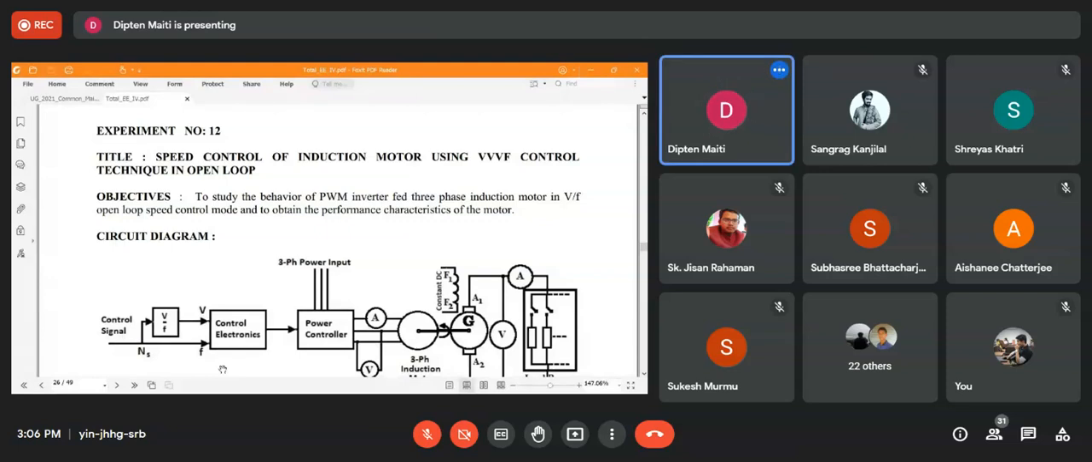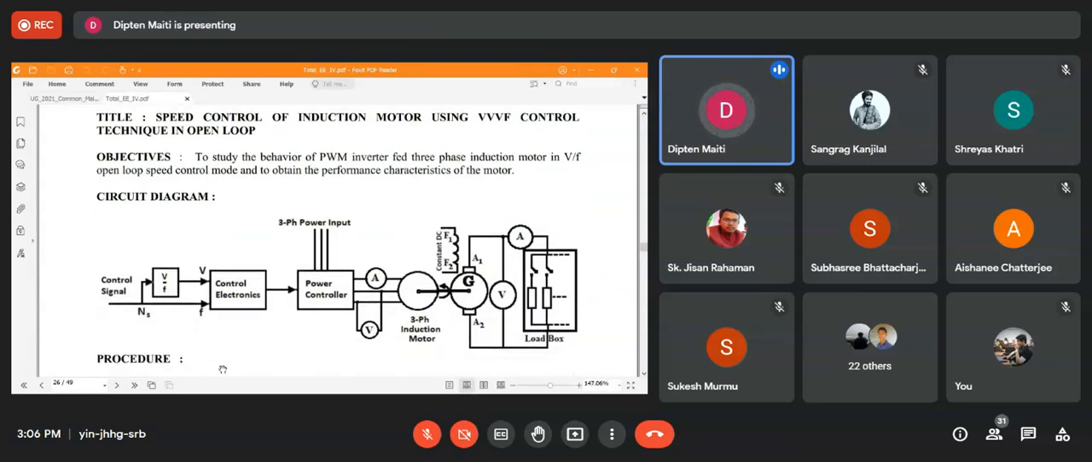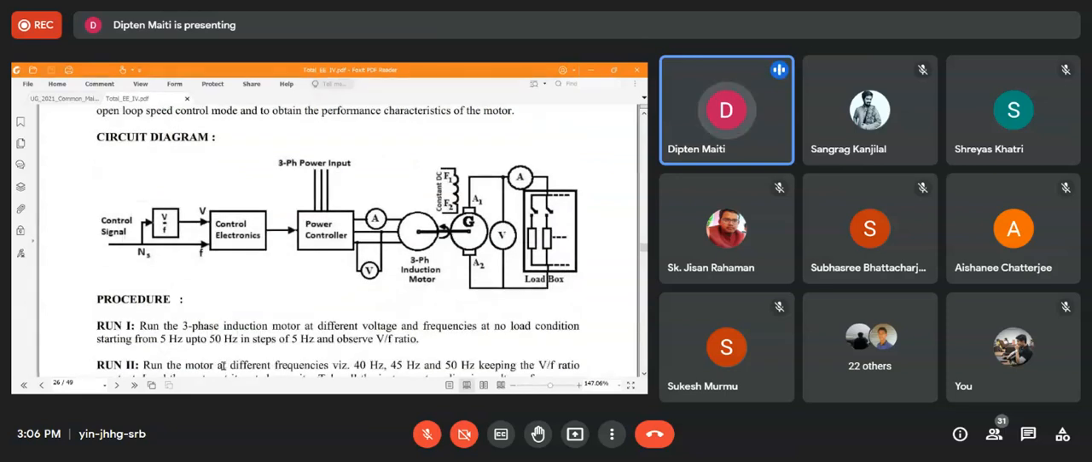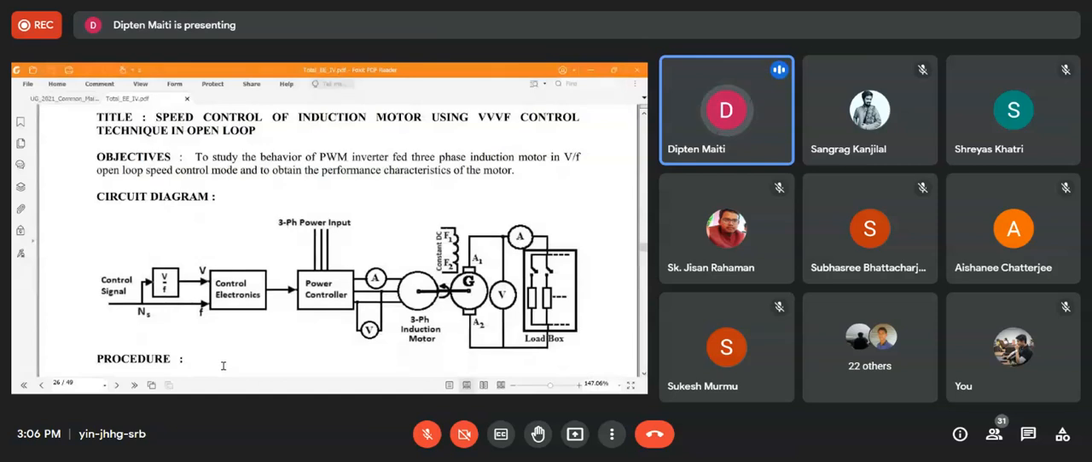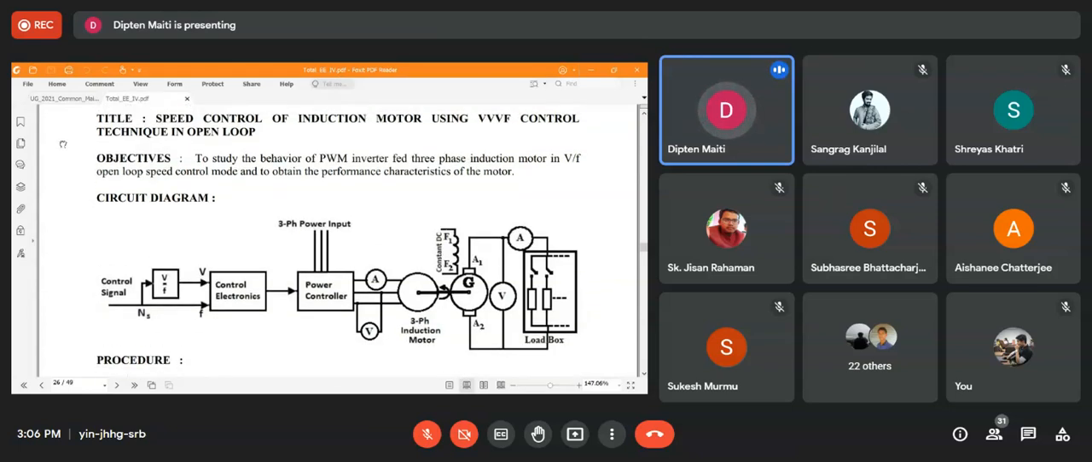So this is the experiment manual showing you the details of the experiment: title, objectives, and the circuit diagram. The experiment is done in open loop, although that does not make any sense from the practical point of view. However, from the experiment point of view, that gives us some idea about the control, how that is done and how to do that.